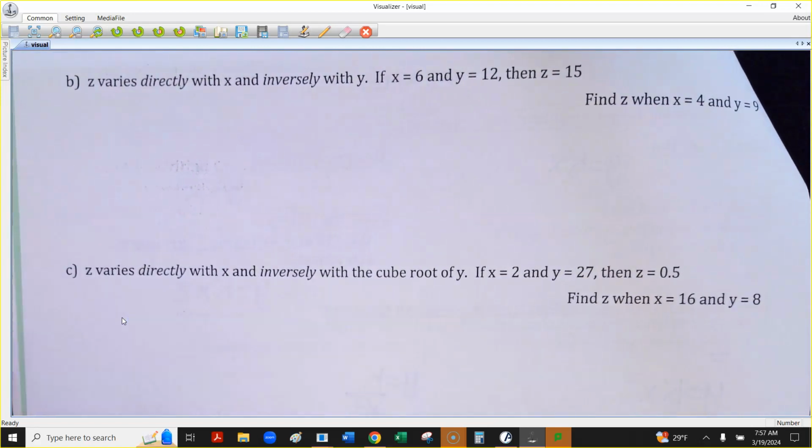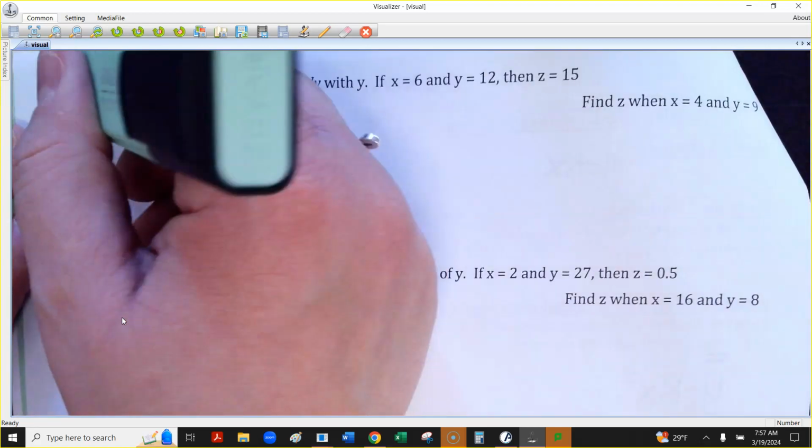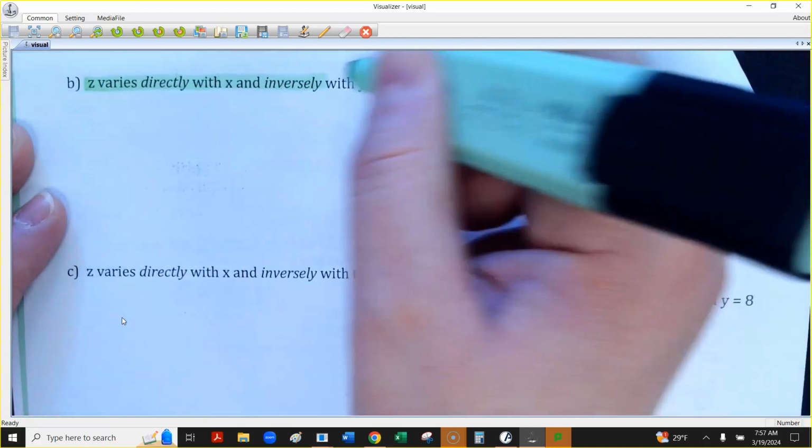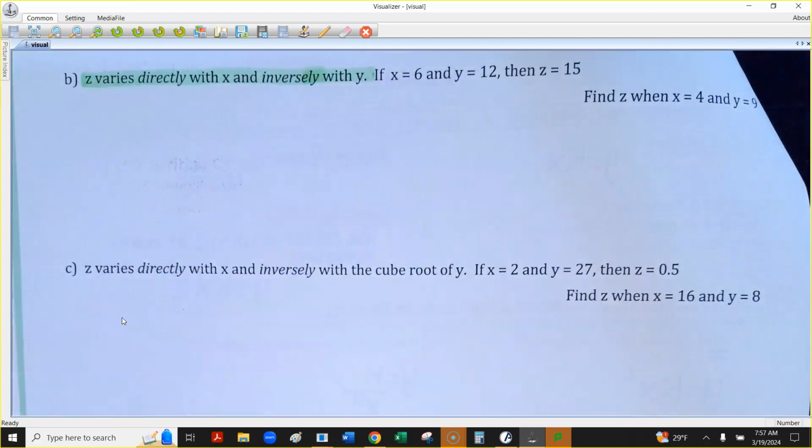So here's my setup. Z varies directly with x and inversely with y. Don't forget the k when you set it up. Who could translate that for me into an equation? Just raise your hand and tell me. What do you think? Z varies directly with x and inversely with y. What would that look like if we made an equation?